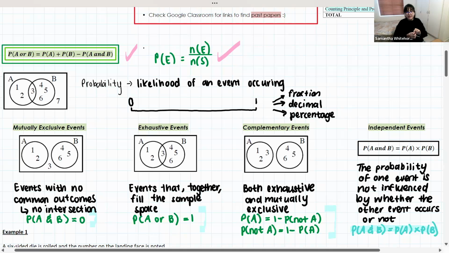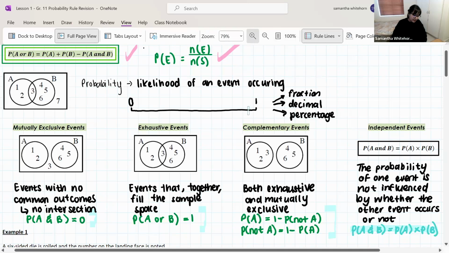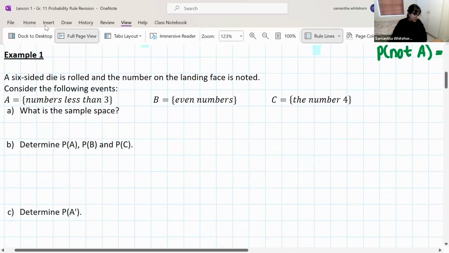Right, the thing with probability is you need to read your questions carefully. Make sure that you understand all the information that's been given to you, and you make sure you understand which rule it is you need to apply when. Okay, so let's look at our first example. Let's just make this a bit bigger now. All right, so example 1.